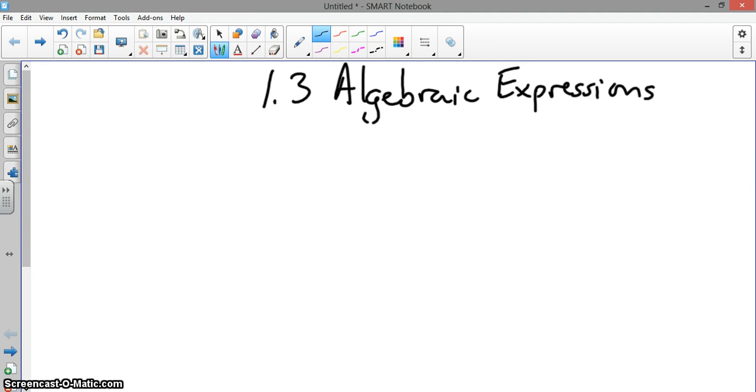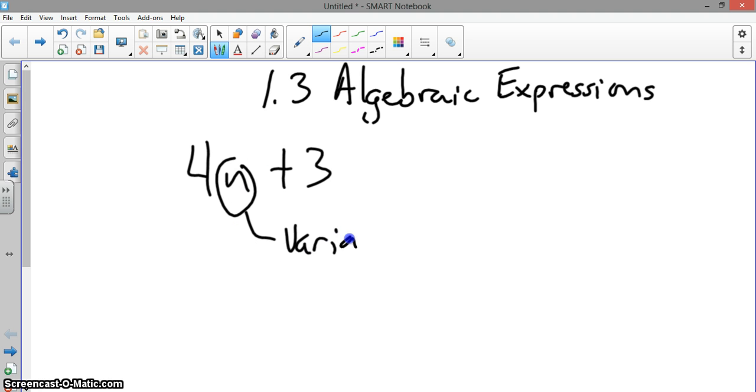What is an algebraic expression? Well, let's give an example. 4n plus 3. Hey, that's an algebraic expression. What is this n thing, though? Well, that n is a variable. And you need to know that because it can be any number.